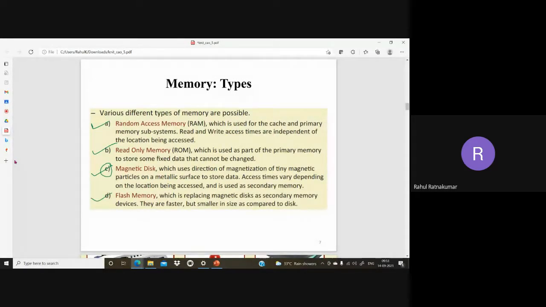And flash memory is the recent memory. Over maybe the last 10 years, it has become very famous and very fast. It can also be used as a substitute for magnetic disk. These days, magnetic disk is being substituted by flash memory. And another kind of memory is the SSD. I think you have heard about SSD hard disks coming. It is very fast, a solid state drive. Instead of magnetic disk, we are going for solid state drive, right?